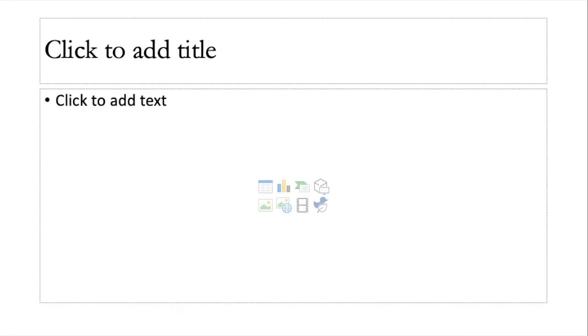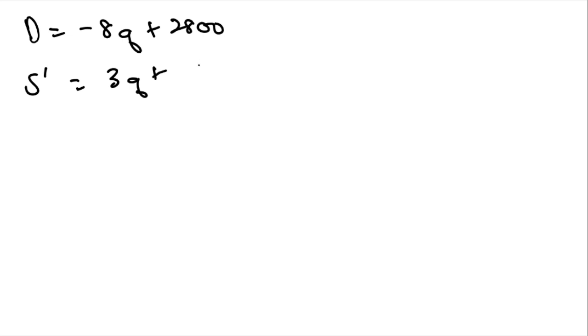So, the demand curve stays the same. I rewrite the demand curve again: minus 8Q plus 2800. But the new supply will be this. Here we have 3Q plus 35, and then add 15. So our new S becomes 3Q plus 40.